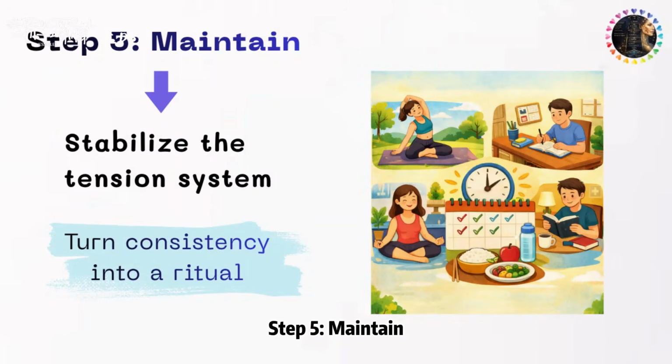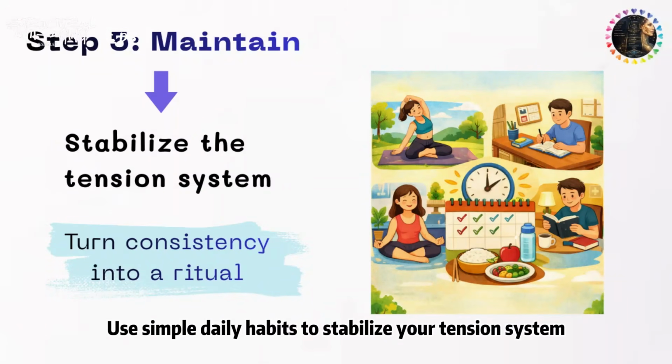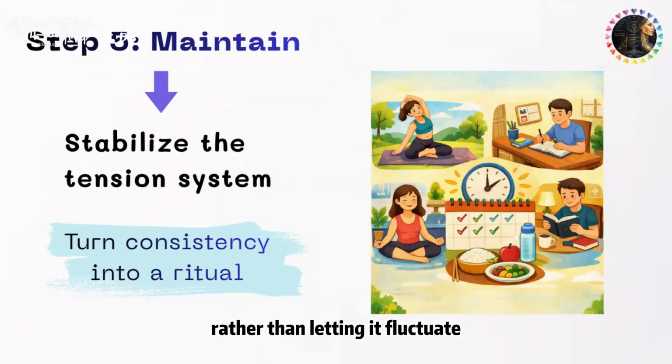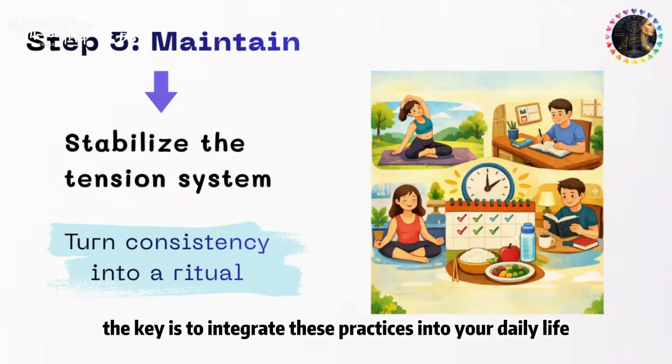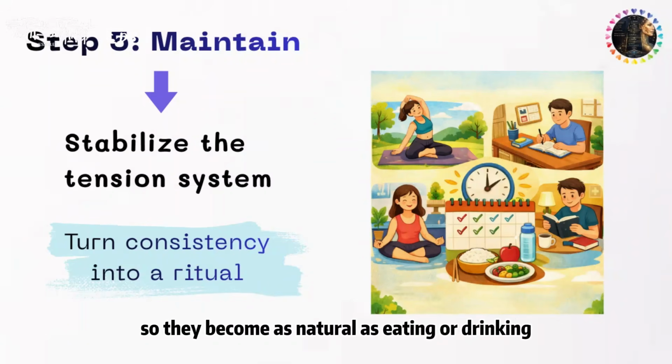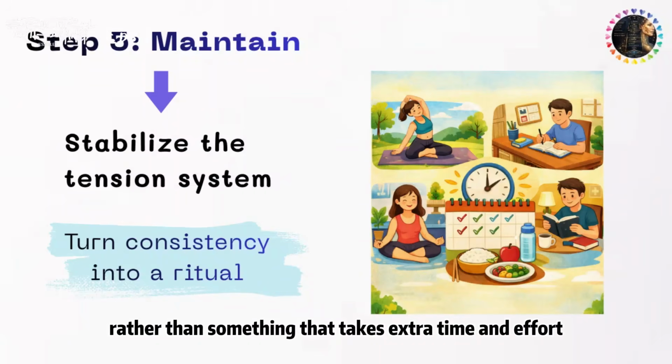Step 5. Maintain. Use simple daily habits to stabilize your tension system rather than letting it fluctuate. If consistency feels difficult, the key is to integrate those practices into your daily life, so they become as natural as eating or drinking rather than something that takes actual time and effort.